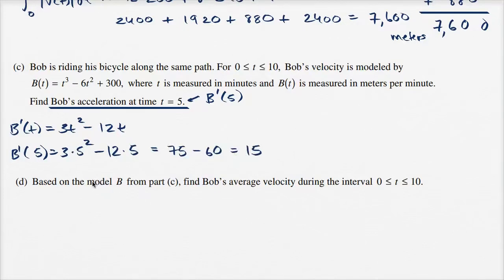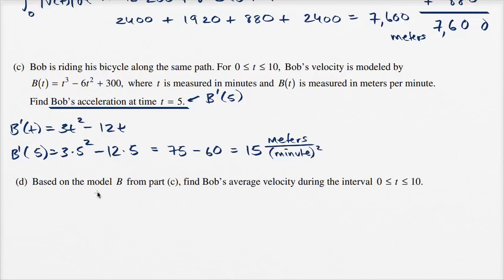And the units here, this is acceleration. So his velocity was in meters per minute, and time is in terms of minutes. So we could write this as meters per minute per minute, which is the same thing as meters per minute squared. All right, let's do the next part.